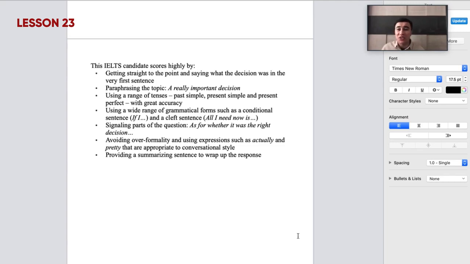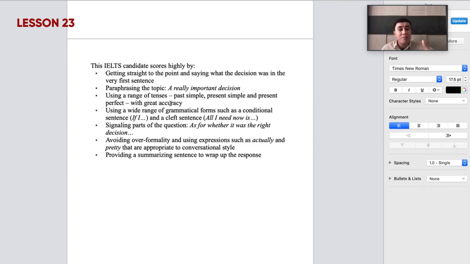First of all, getting straight to the point and saying what the decision was in the very first sentence. And of course, paraphrasing the topic, a really important decision, instead of using the words that are used in the question, repeating the structure of the question. So a really important decision. So you're showing the examiner that you have very good paraphrasing skills. It means you have wider options of vocabulary. Using a range of tenses, past simple, present simple, and present perfect, and of course with great accuracy. This matters more.